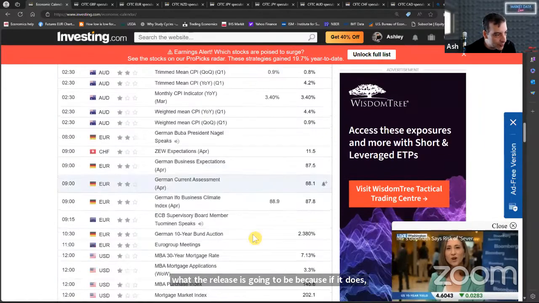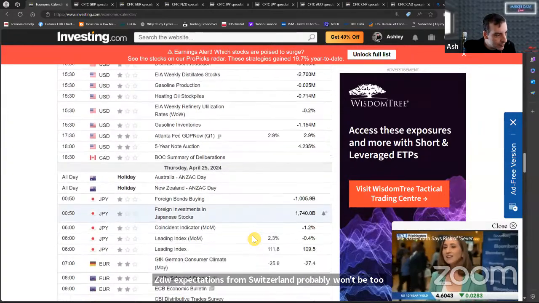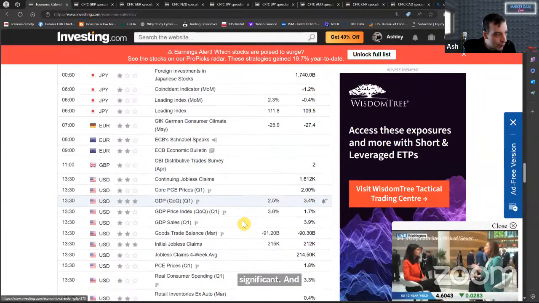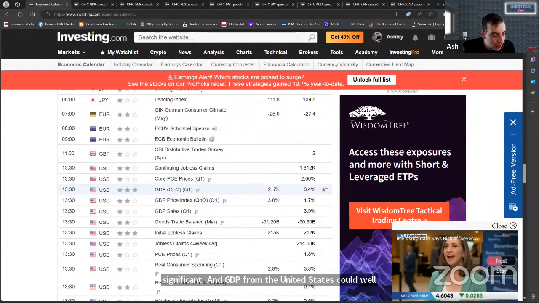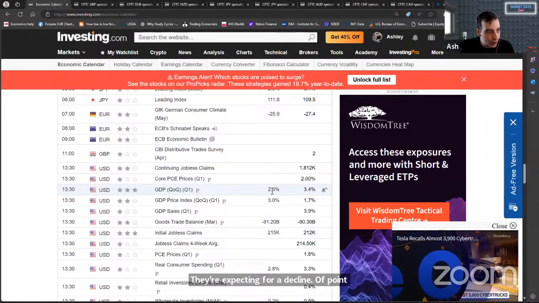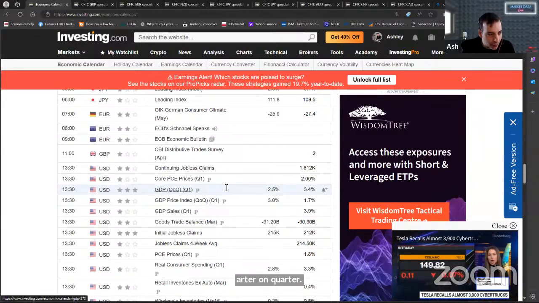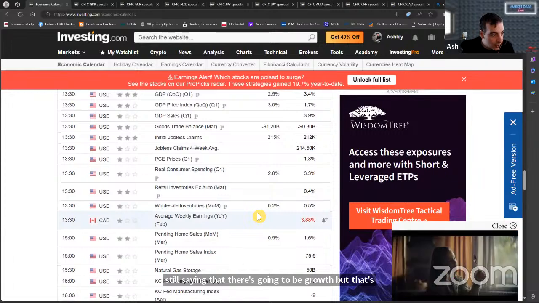ZEW expectations from Switzerland probably won't be too significant, and GDP from the United States could well be significant depending on how that comes out. They're expecting a decline of 0.9% in GDP quarter on quarter. I'm not sure where that decline comes from because growth from America has been still pretty robust. But they are expecting a decline, even though they're still saying that there's going to be growth. But that's a market mover for sure.